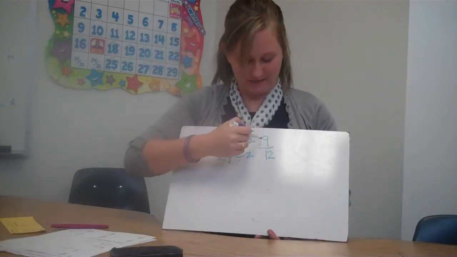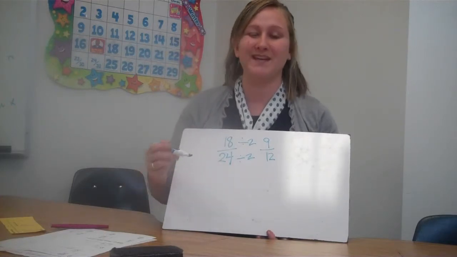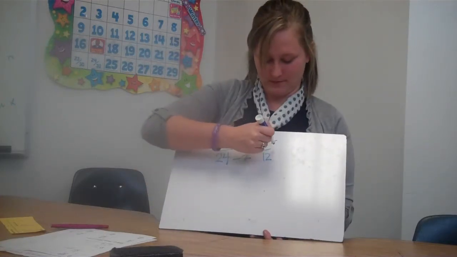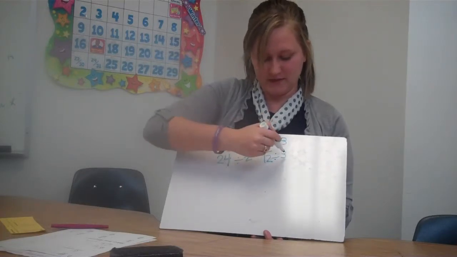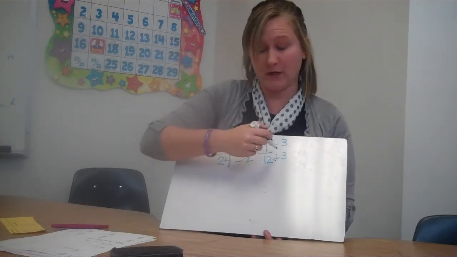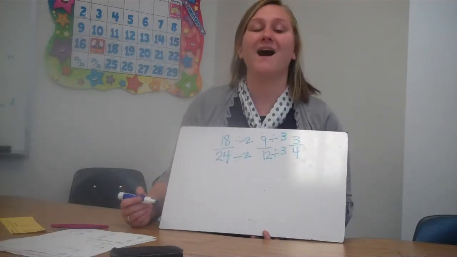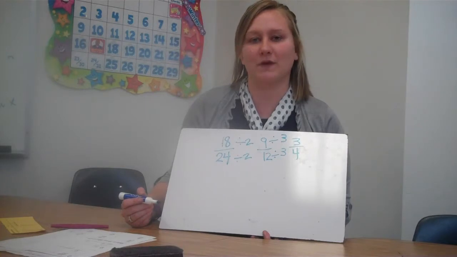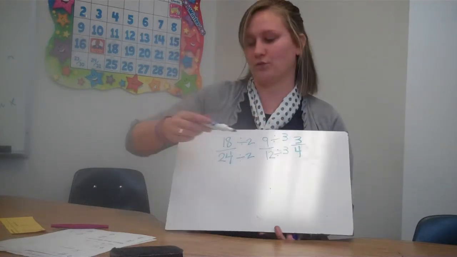Then I'm also going to ask myself, is there a number that can go into both 9 and 12? And there is a number. That's 3. Because 3 times 3 is 9, and 3 times 4 is 12. So 3 can go into it. When I reduce it, I get 3/4. I am done because there is not another number that can go into both of those. So 18/24 reduced is 3/4.